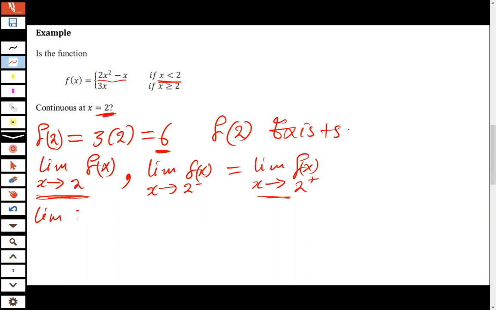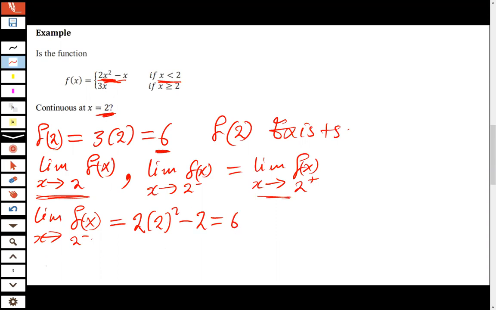So the limit of f of x as x approaches 2 from the left will be equal to... When we talk about the left side of 2, we're talking about numbers that are less than 2, so we're using the first function. We replace x with 2, then we say 2 squared, then minus 2. So the final answer here will be 2 times 4, 8, minus 2. This will give us 6.